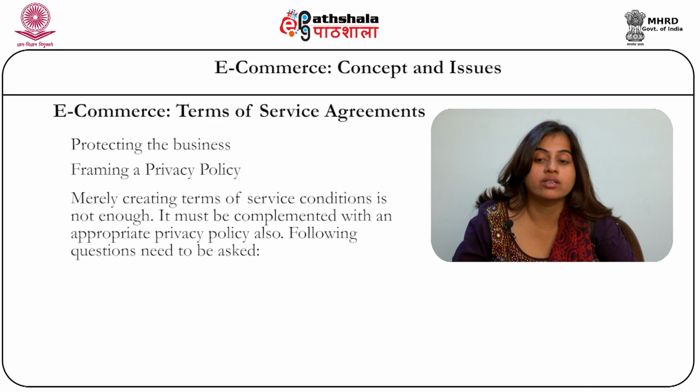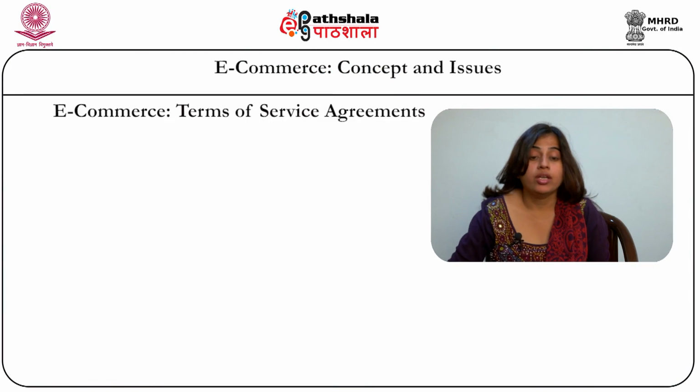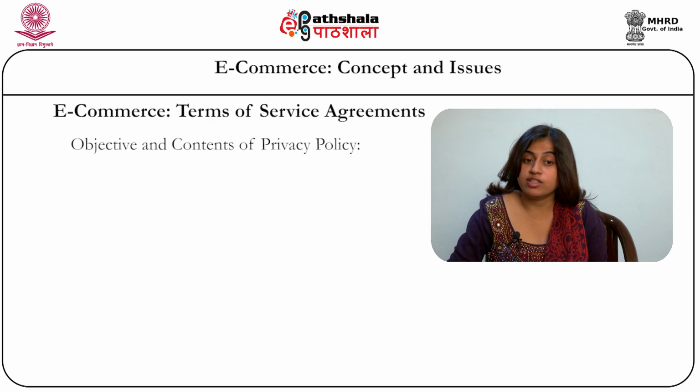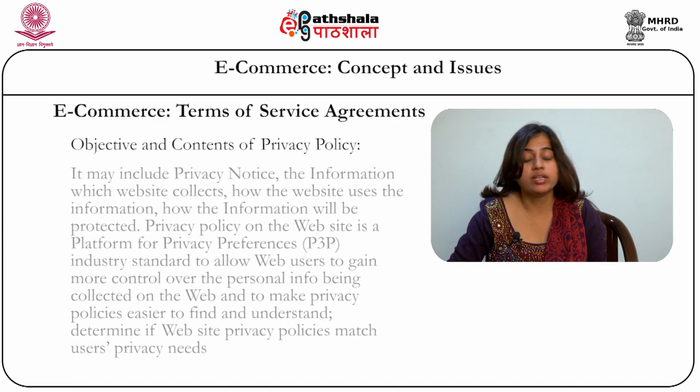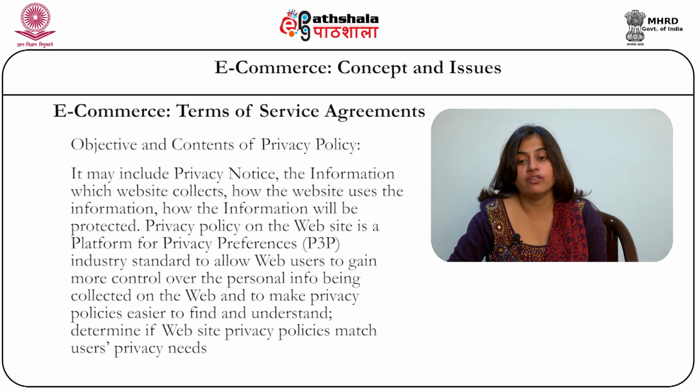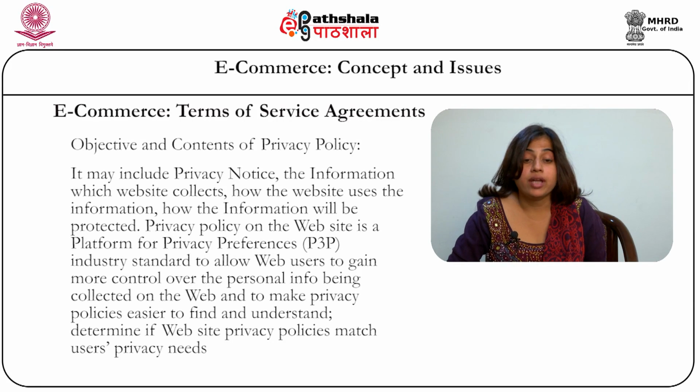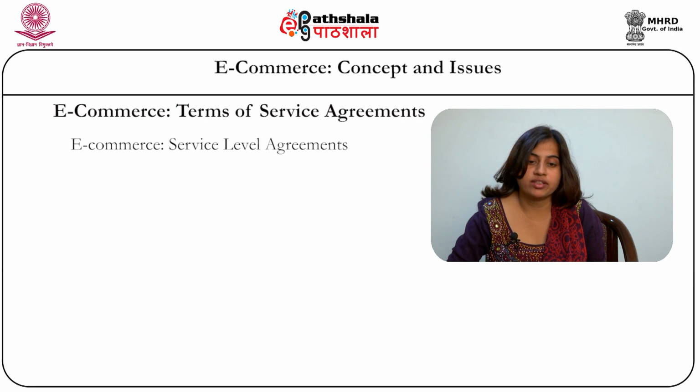Now, the question over here is what kind of information is to be collected, what kind of technology tools will be used, whether information to be given to the third party, etc. Now, what can be the objective and contents of privacy policy? It may include privacy notice, the information which website collects, how the website uses the information, how the information will be protected, etc.